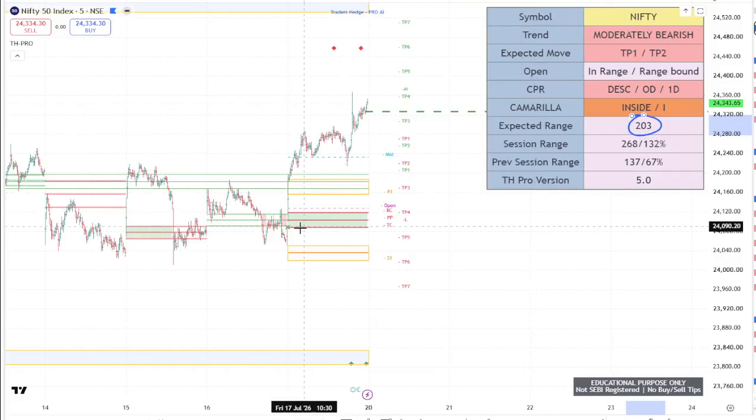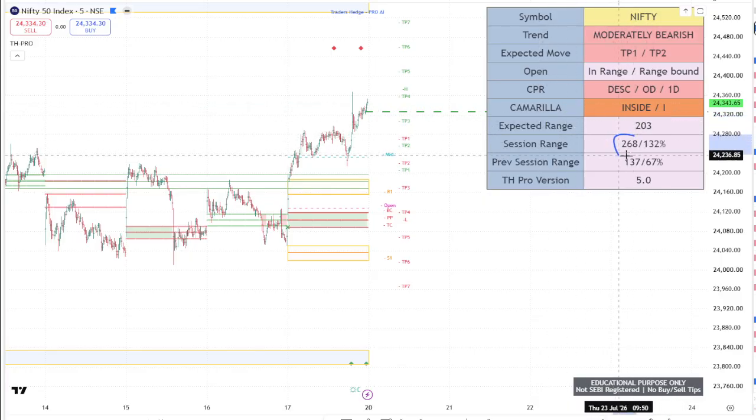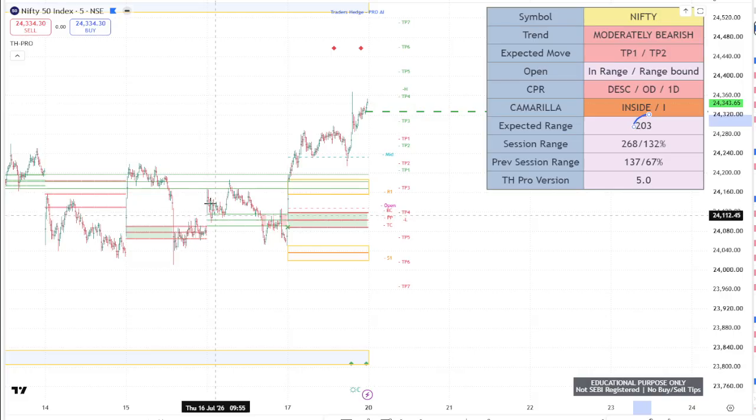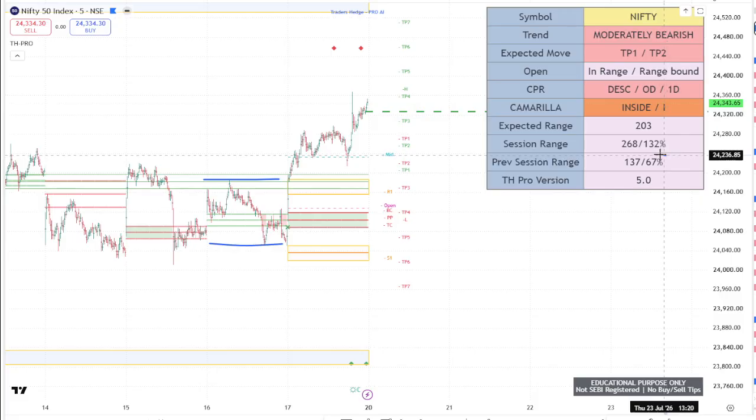Nifty, if you are seeing, last session when the market started we anticipated that it will move 203 points, but it has moved 268 points. That is, we anticipated 203, but it moved almost another 65 points more. So that's why it says 132% move. It's more than 100% of what we anticipated. And it also gives the previous session's range, where it did 67%.